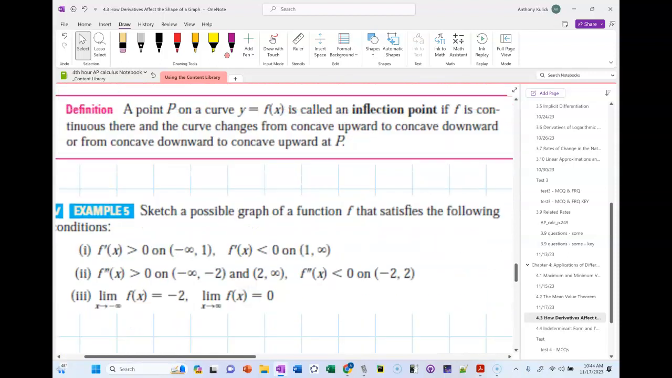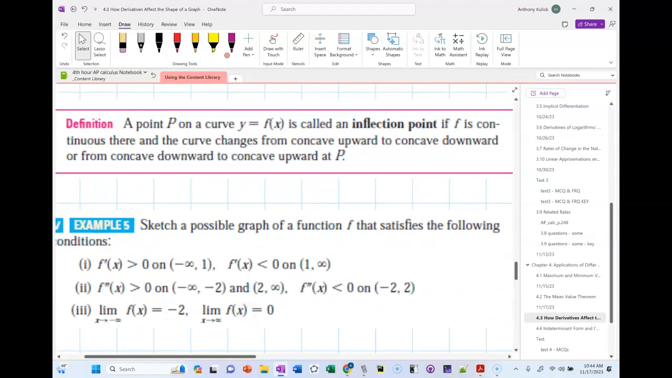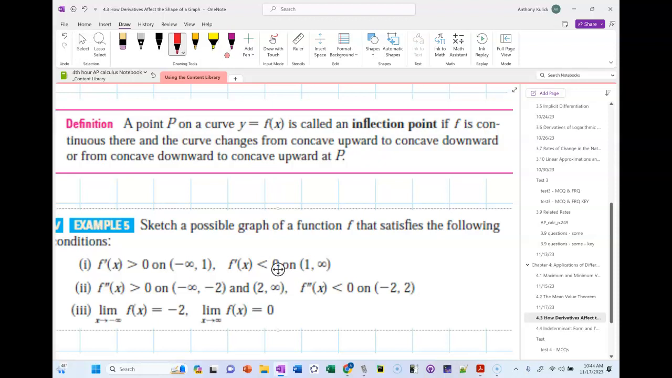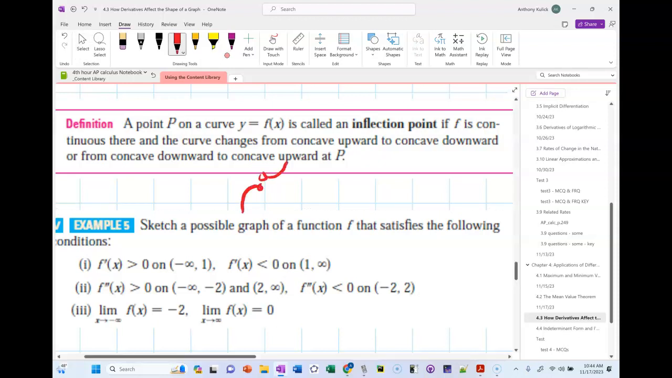All right, I'm skipping that example. And we said a point P is called an inflection point if f is continuous there and the curve changes from concave up to concave down or concave down to concave up. Right? So something like that doesn't count as an inflection point if we don't have continuity, even though there's a change in concavity there. You guys kind of see that? That's the thing you have to be careful about.